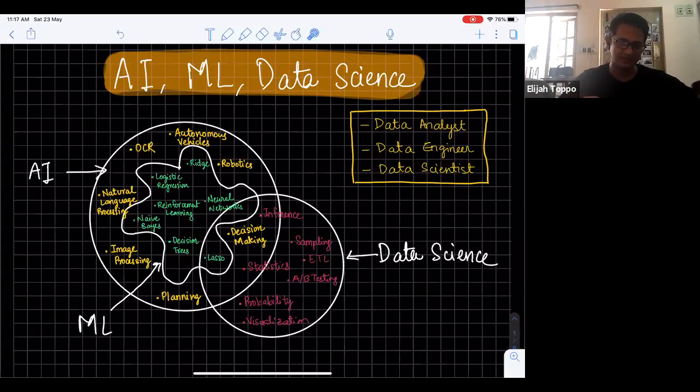Okay? So there are many fields within AI. If you look at this big circle AI, the yellow markers that we have, natural language processing, OCR, optical character recognition, autonomous vehicles, robotics, image processing, planning, decision making, all of these have been AI concepts for a long time. Very recently, from the last 10 years or so, we are now also progressing into something called machine learning.